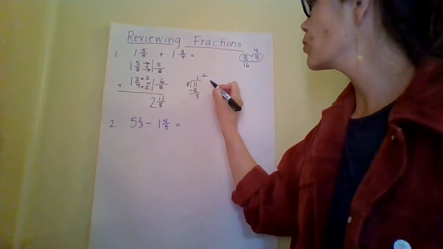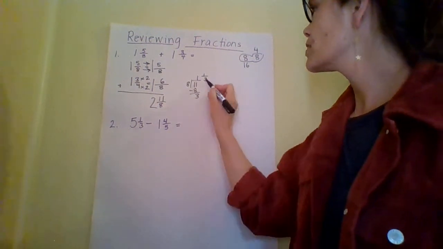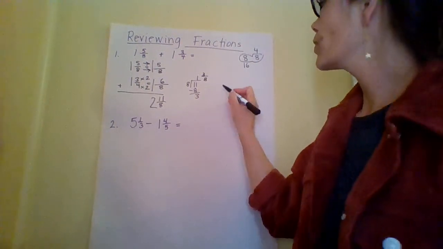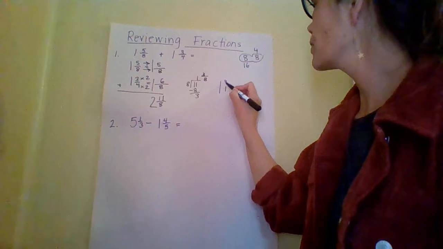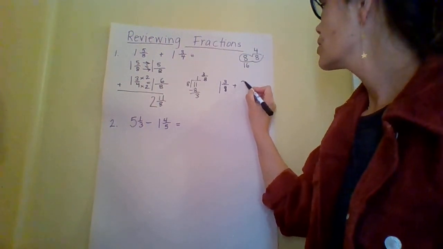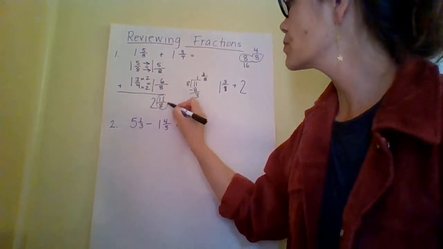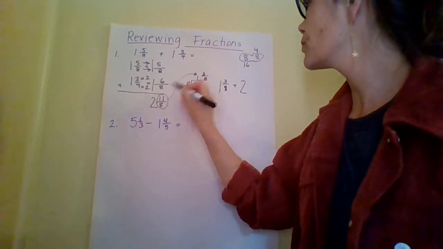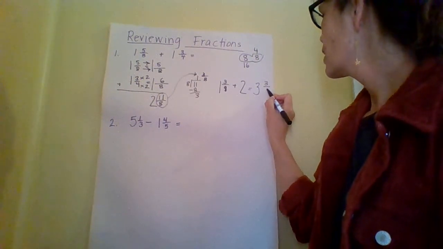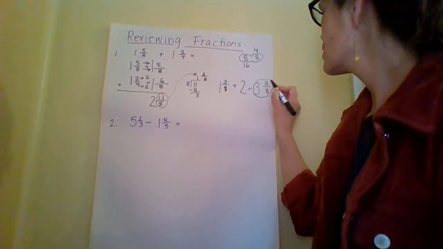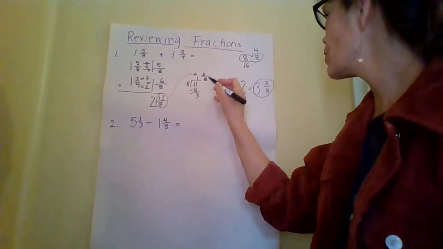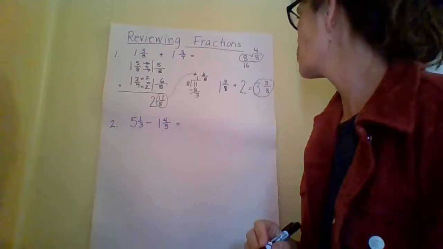So this is the same as 1 and 3/8. So now we have 1 3/8 plus 2. This became 1 3/8, and we have to add it back to the 2. So the answer here is 3 3/8. So this was our improper fraction that we changed to a mixed number and added to our original number.